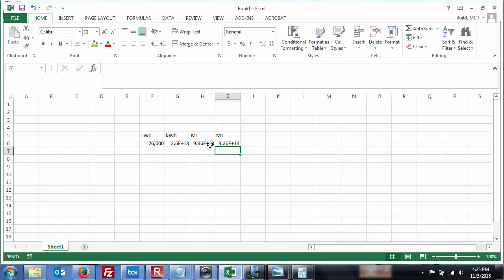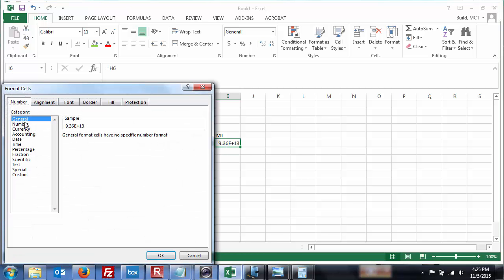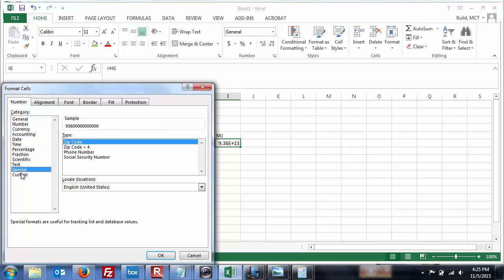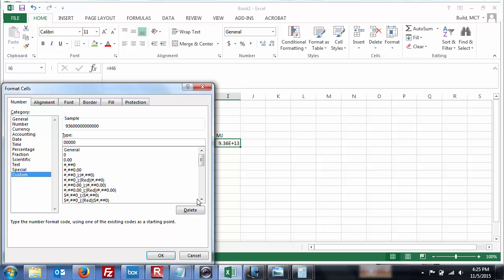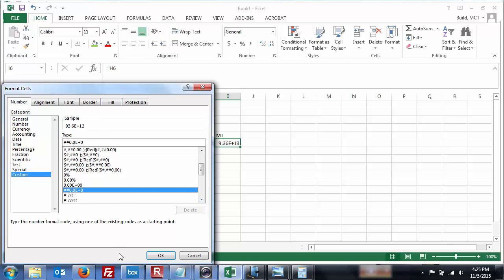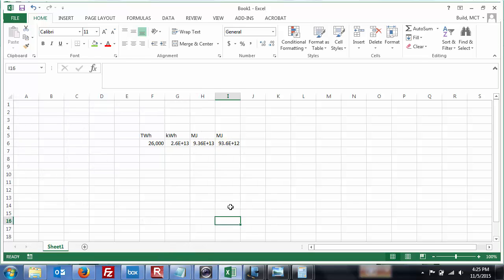equals that number. I'm going to change this to engineering notation. So control 1. I think it's under special. No, custom. Here we go. Okay. So now we've got it in megajoules. So 93 trillion megajoules.